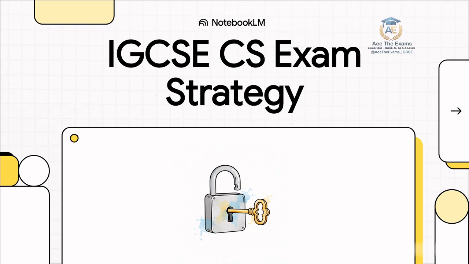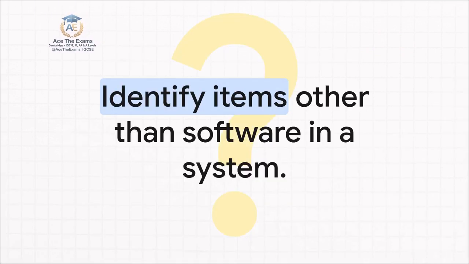This explainer is your complete strategy guide to decrypting the exam, and we're starting right now with a surprisingly common pitfall. Look at this deceptively simple question pulled straight from page 7 of the official workbook. It asks you to identify 3 of the different items, other than software, that make up a computer system. I mean, it looks incredibly straightforward, right? But this is exactly where unprepared students bleed marks. It is a total hidden trap.